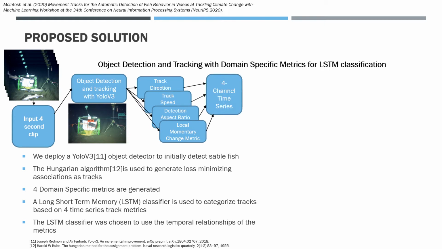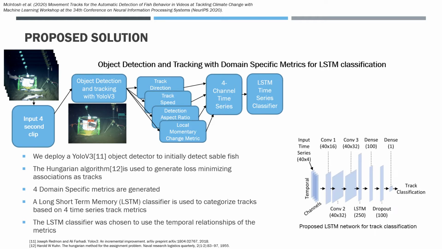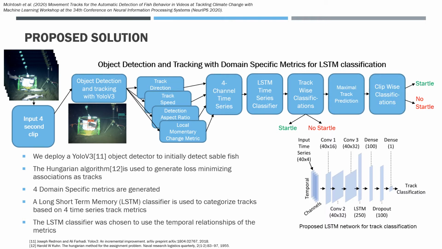We then use an LSTM time series classifier to generate classifications for each captured track. An LSTM classifier was chosen to fully capture the important sequential temporal relationship of the generated metrics. The LSTM classifier generates track-wise predictions of startle events. Finally, for comparison with existing state-of-the-art event detectors, we take the maximal positive track prediction for a clip as the clip-wise classification. Now let's dive into a little bit more detail on each of our metrics.